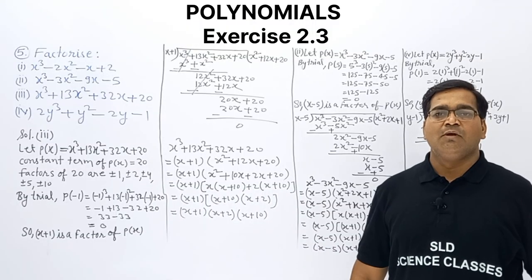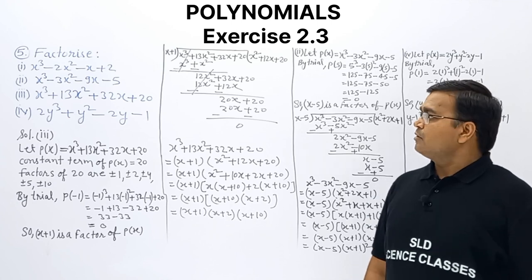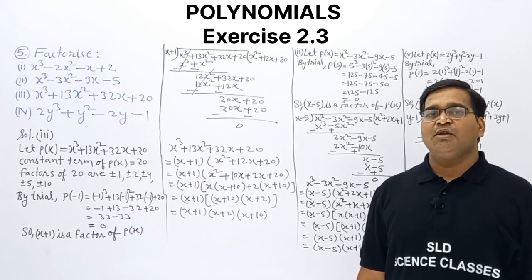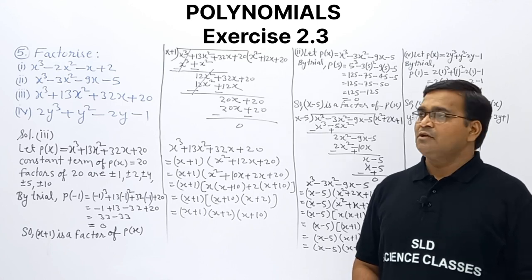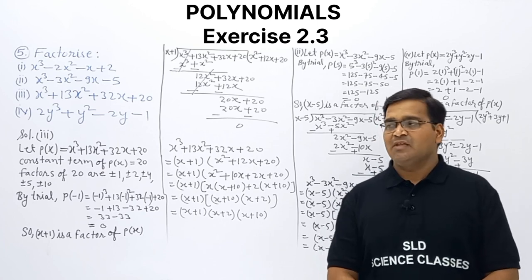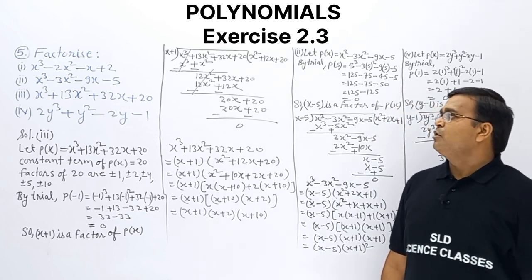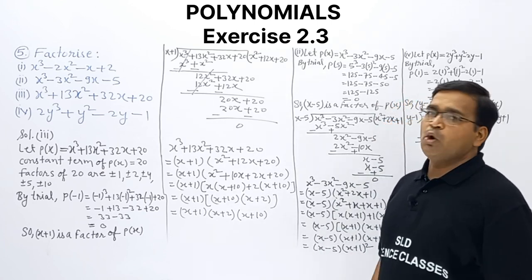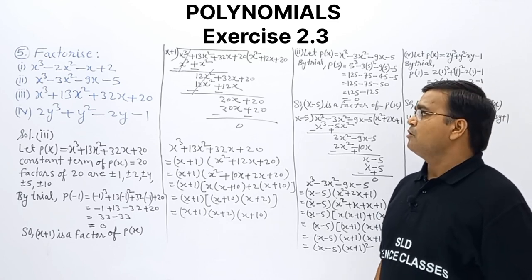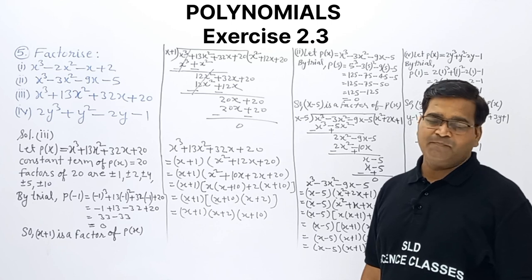In this video, we will discuss question number 5, exercise 2.3, polynomials. What is this question about? We want to factorize. We are having 4 polynomials. And what sort of polynomials are these?